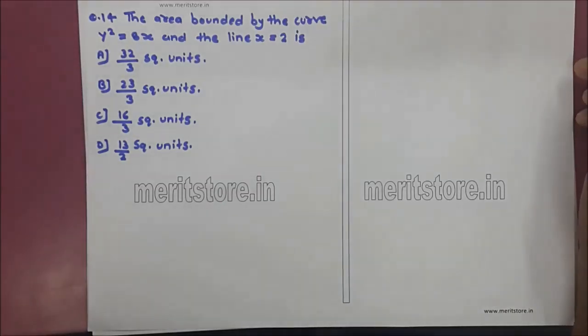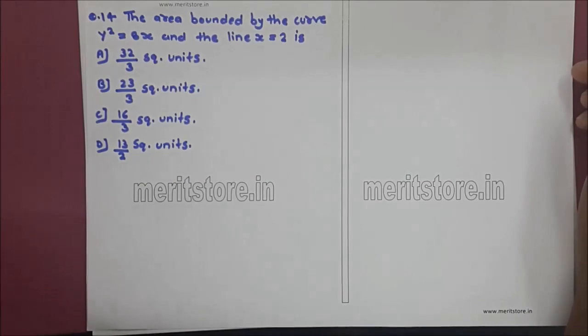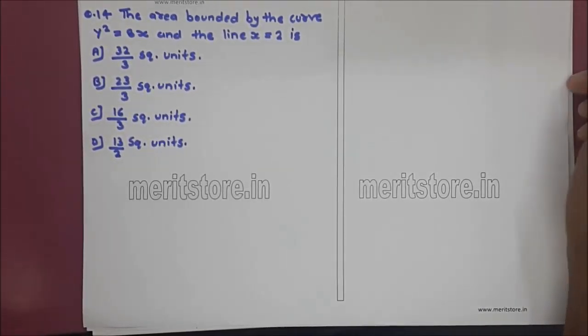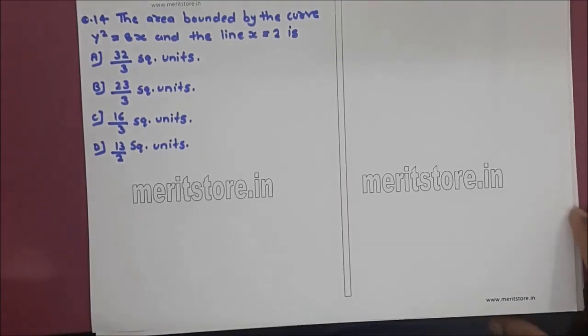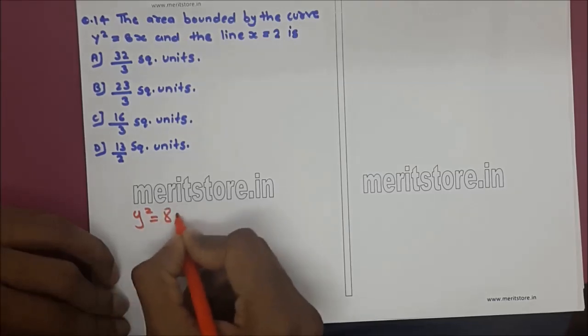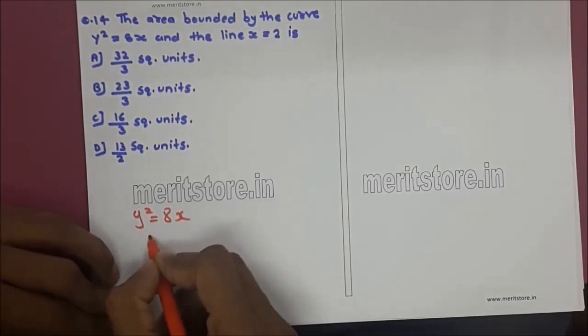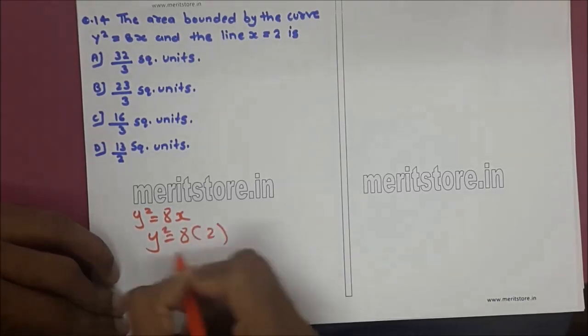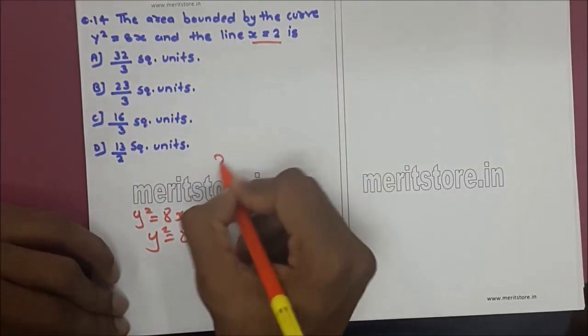Question number 14. The area bounded by the curve y square is equal to 8x and the line x is equal to 2 is, there are 4 options: A, 32 by 3 square units; B, 23 by 3 square units; C, 16 by 3 square units; and D, 13 by 2 square units. We have y square is equal to 8x, that is nothing but y square is equal to 8 into 2. We know that x is equal to 2, so we substitute the value of x as 2 over here.